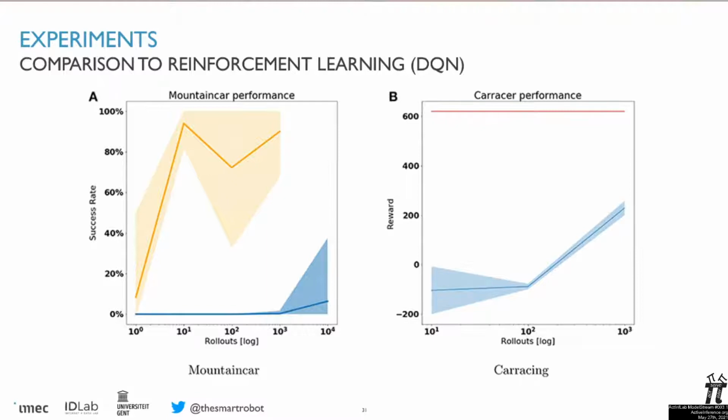And even for the car racer, it's even worse. So here we trained on 7 or 10 rollouts, and immediately we're able to get a reward of 600, whilst DQN just fails to get that same level of performance even after 1,000 rollouts in the environment. So if we can go to the next slide.